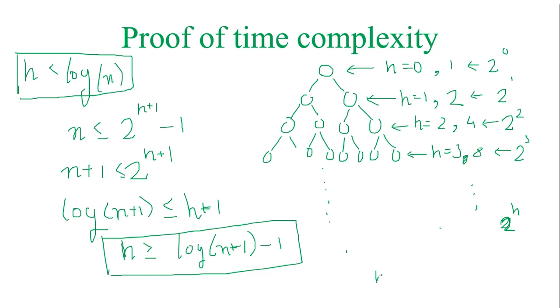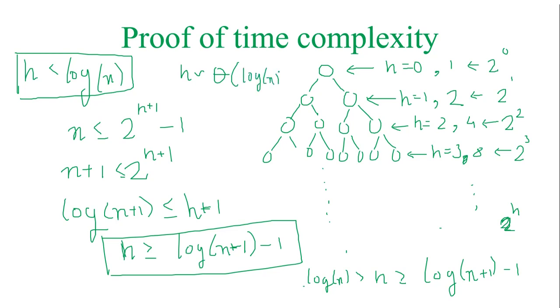So h is now greater than or equal to log n plus 1 minus 1 and less than 2 log n. So I can say that h is approximately of the order log n. And since an AVL tree is a binary search tree, and in a binary search tree most of the operations take order of h time, in an AVL tree operations will take order of h time, and so the time complexity in an AVL tree will also be of order log n.